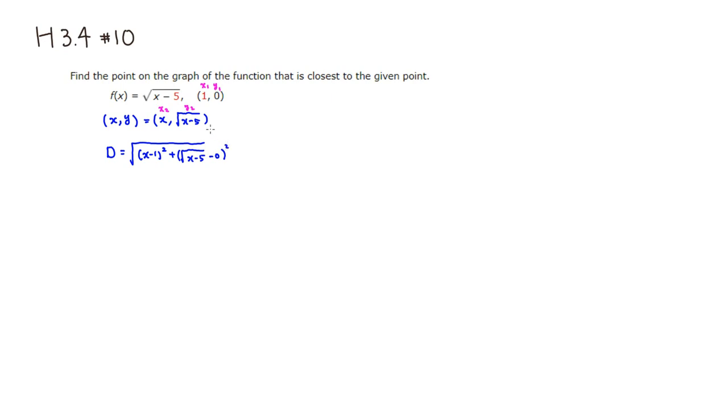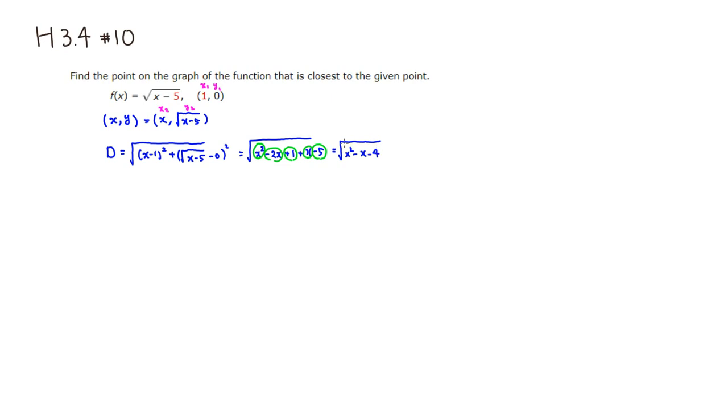If you simplify that, multiplying out, you get x squared minus 2x plus 1. And if you square the square root, the square root is gone, so you just get x minus 5. So we can clean it up. There's x squared here. I'm going to combine negative 2x and positive x, so it's minus x. Then we have 1, and we subtract the 5, so it's negative 4.